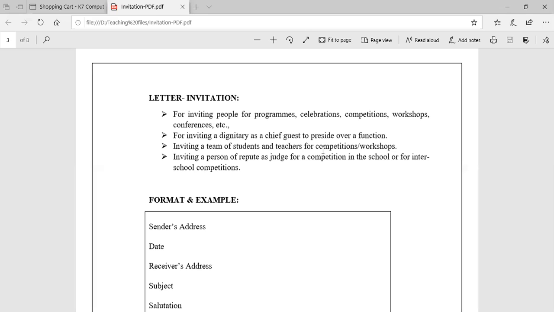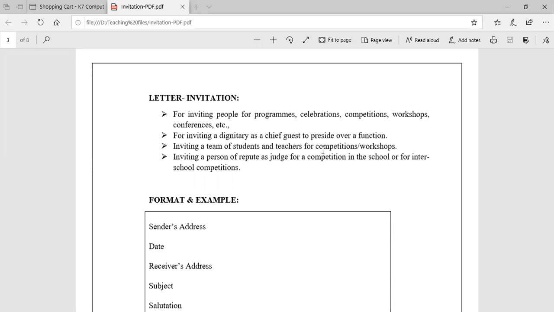So for inviting a dignitary as a chief guest to preside over, that means conducting, taking charge of that particular program. Inviting a team of students and teachers for competitions or workshops and so on. You can also go for that. Anything, competitions, we can go for a cluster competition, CBSE competitions, or inter-school competitions, inter-college competitions, or intramural competitions, and of course house activities or anything. So inviting a team of students and teachers for competitions and workshops.